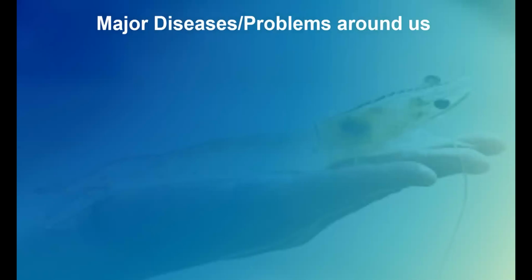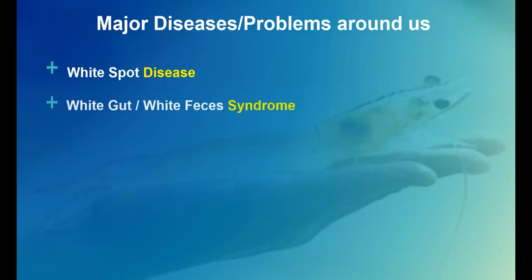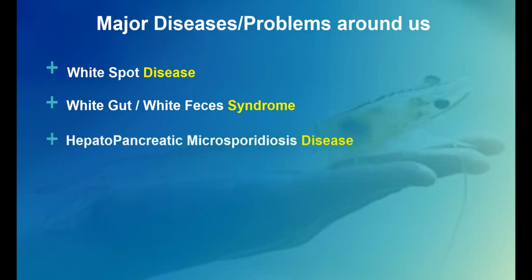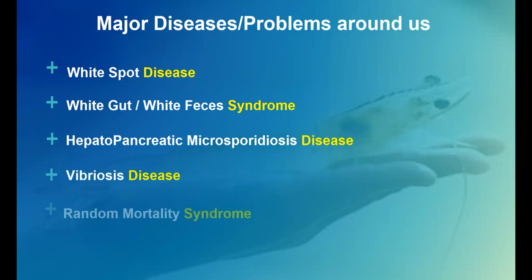The first thing, I'm talking more about diseases. What are the major diseases around us in India? The focus is on India. The first is white spot, which is a disease. The second is white gut, white feces, which is a syndrome. The third is hepatopancreatic microsporidiasis, nothing but EHP disease. The fourth is vibriosis, which is also a disease. And the last is random mortality syndrome. So what I want to mention here is, we have 3 specific diseases and 2 syndromes.